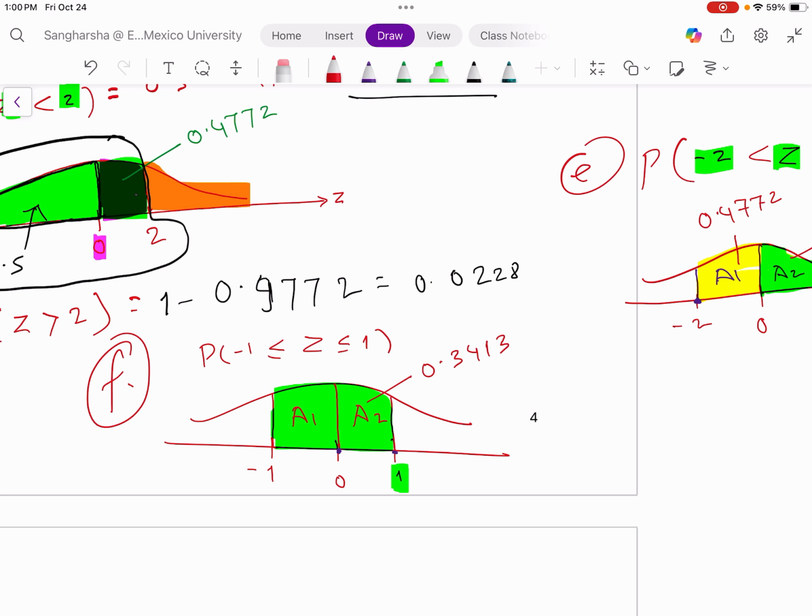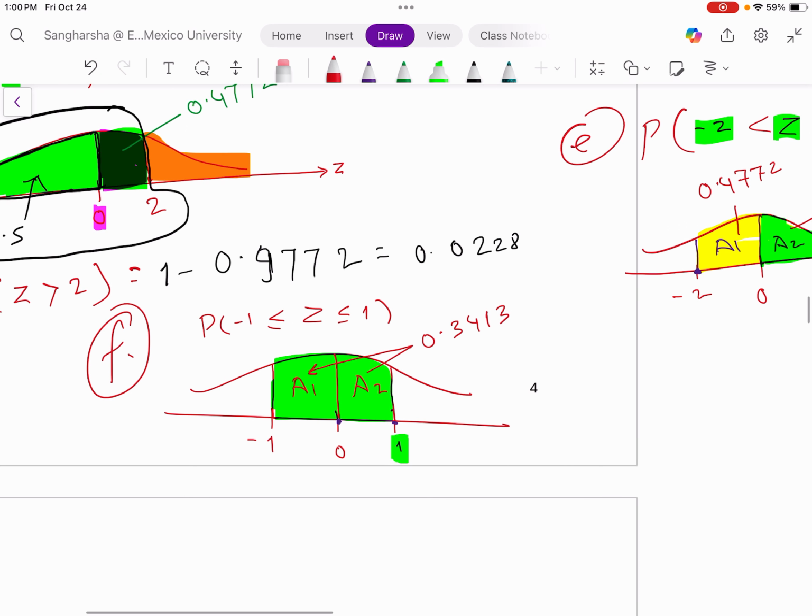Area A1 is also the same because these two are equal to each other. Now the probability that our G is in between -1 and +1 is A1 plus A2. A1 is 0.3413 plus A2 is 0.3413, and the sum is equal to 0.6826. This is the area.